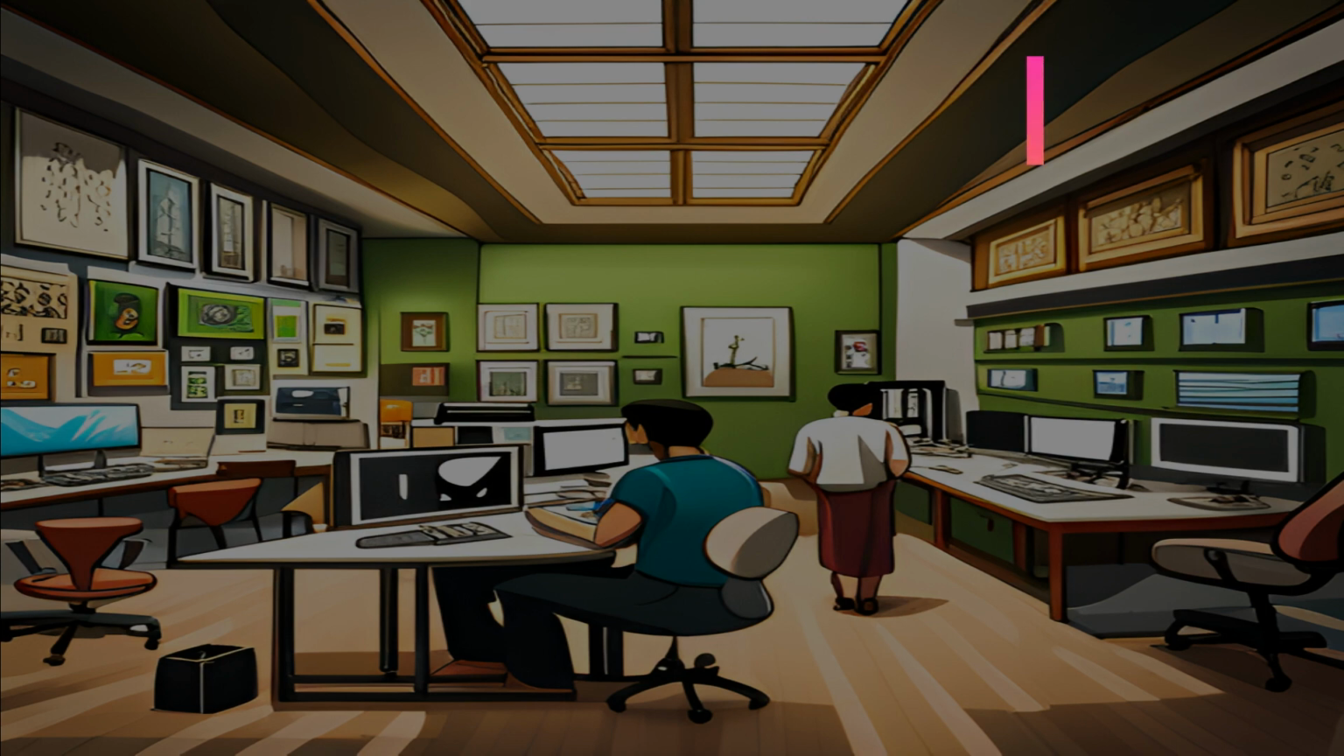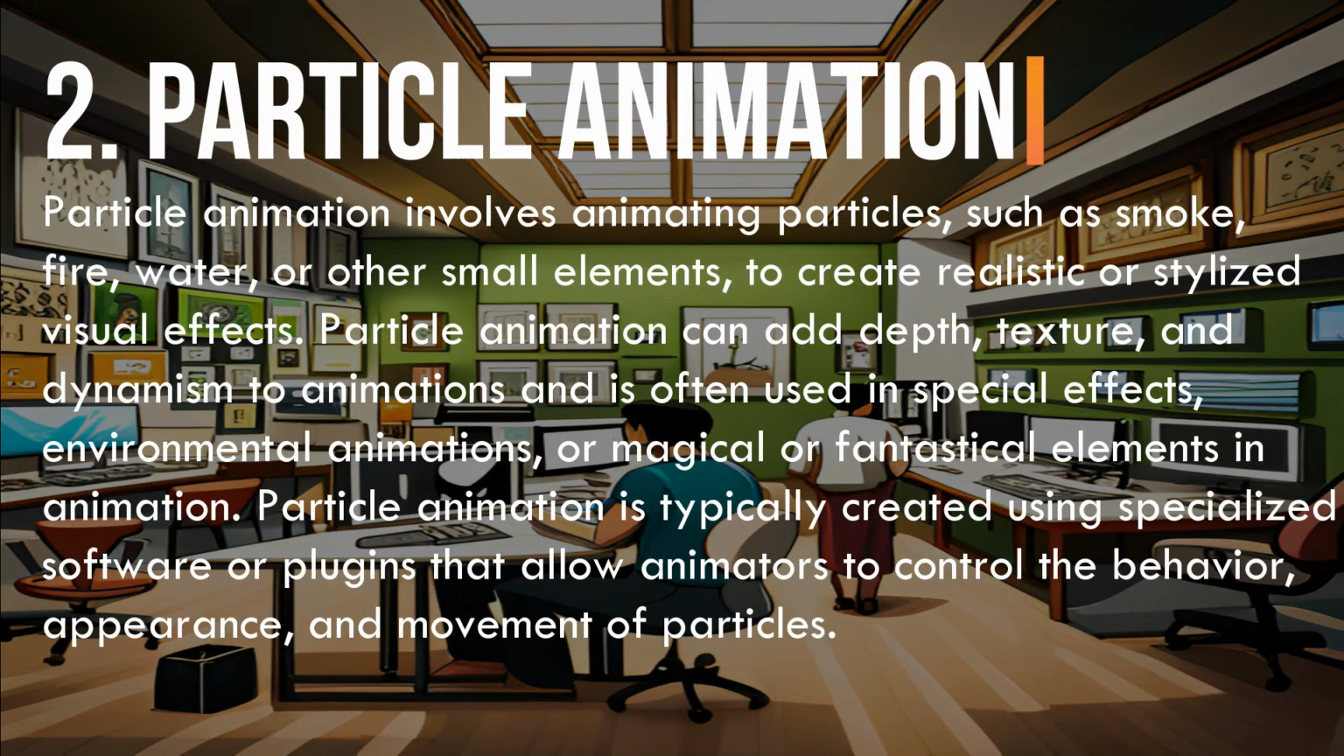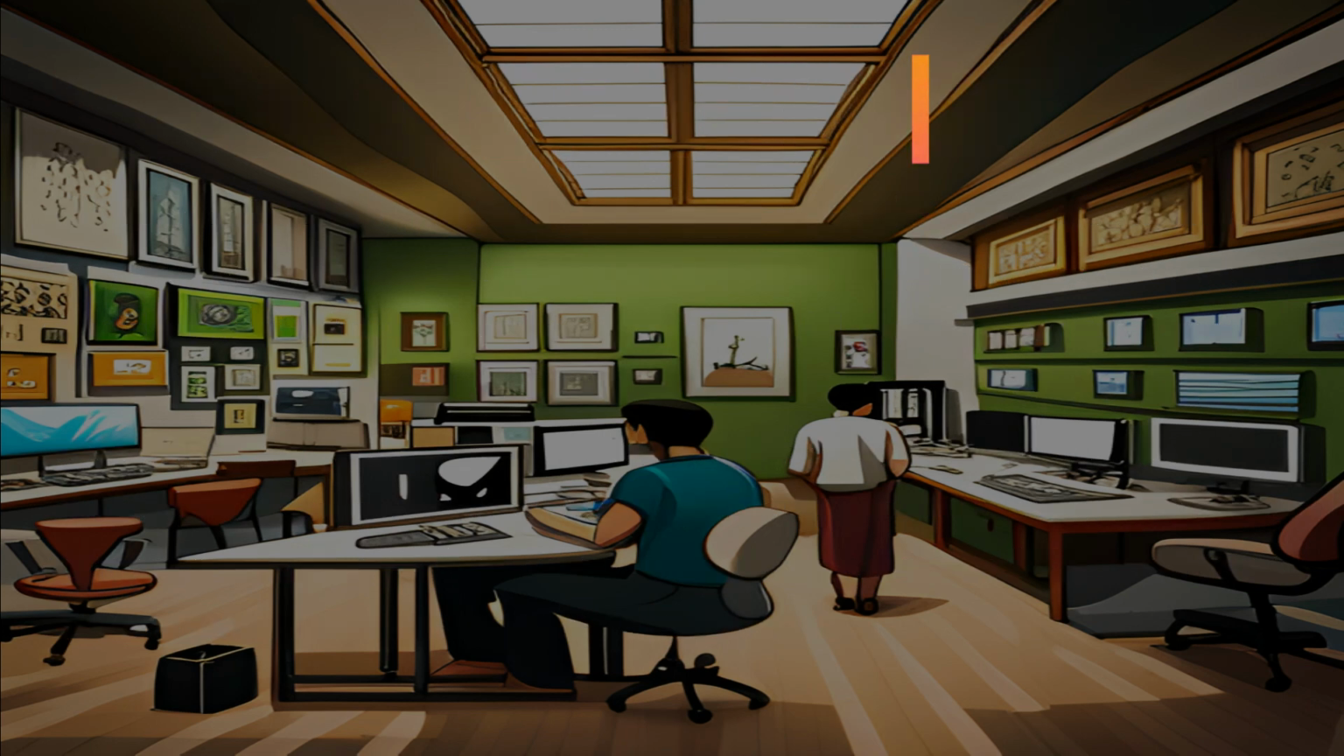2. Particle animation. Particle animation involves animating particles, such as smoke, fire, water, or other small elements, to create realistic or stylized visual effects. Particle animation can add depth, texture, and dynamism to animations and is often used in special effects, environmental animations, or magical or fantastical elements in animation. Particle animation is typically created using specialized software or plugins that allow animators to control the behavior, appearance, and movement of particles.